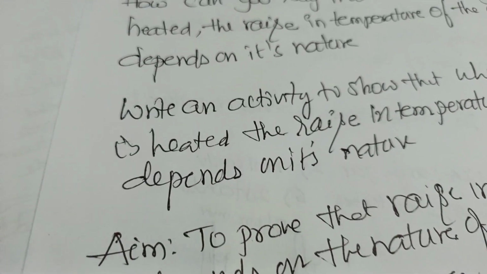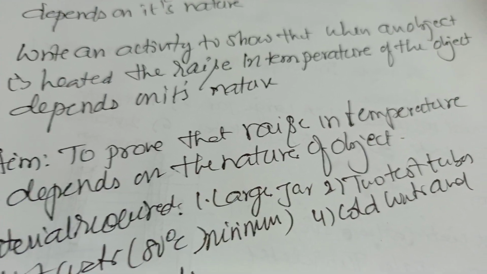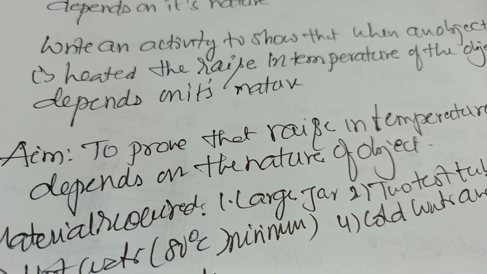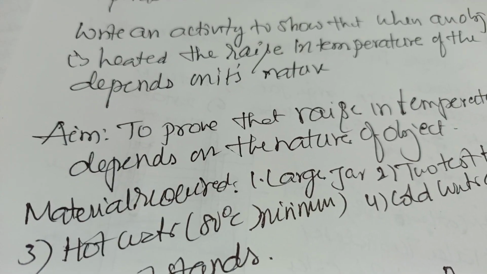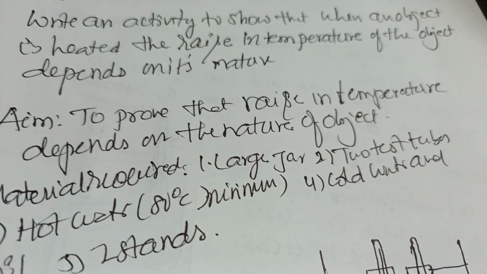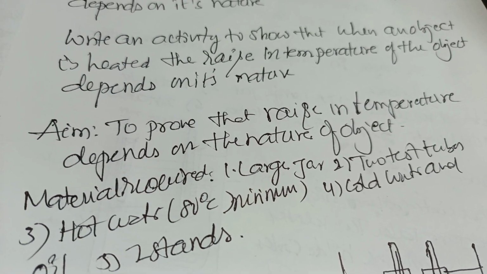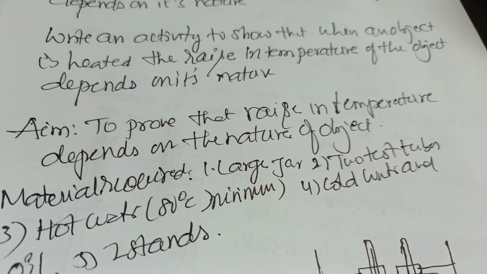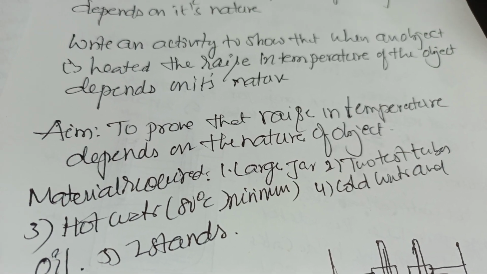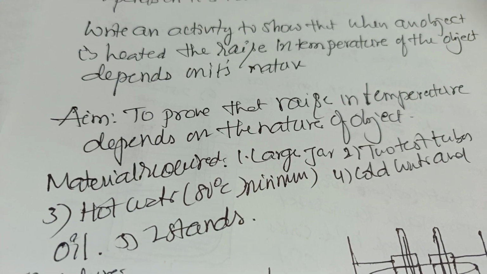Let us come to the topic of the aim. To prove that the rise in temperature depends on the nature of the object. For that, the materials required are one large jar, two test tubes, hot water at least 80 degrees centigrade in temperature, cold water, meaning room temperature water, and oil, and two stands.